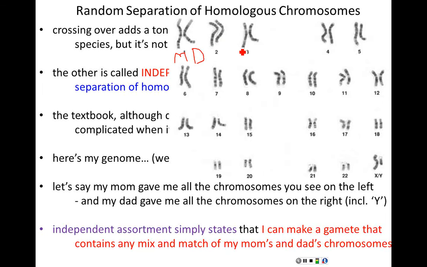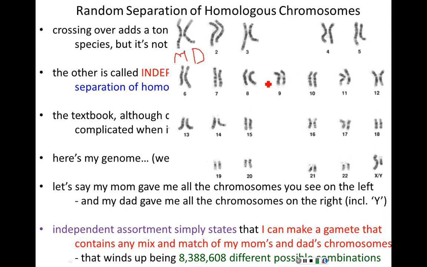Dad's 1, dad's 2, mom's 3, mom's 4, mom's 5, mom's 6, dad's 7, dad's 8, mom's 9, fine. Another combination that goes every other, mom's, dad's, mom's, dad's, mom's, dad's, mom. All of it is possible. It winds up being 8,388,608 different possible combinations of gametes you can make by just independently assorting mom's and dad's chromosomes. And listen to this, that doesn't take recombination, crossing over, into account at all. That's 8,388,608 different possible combinations without any recombination or crossing over.